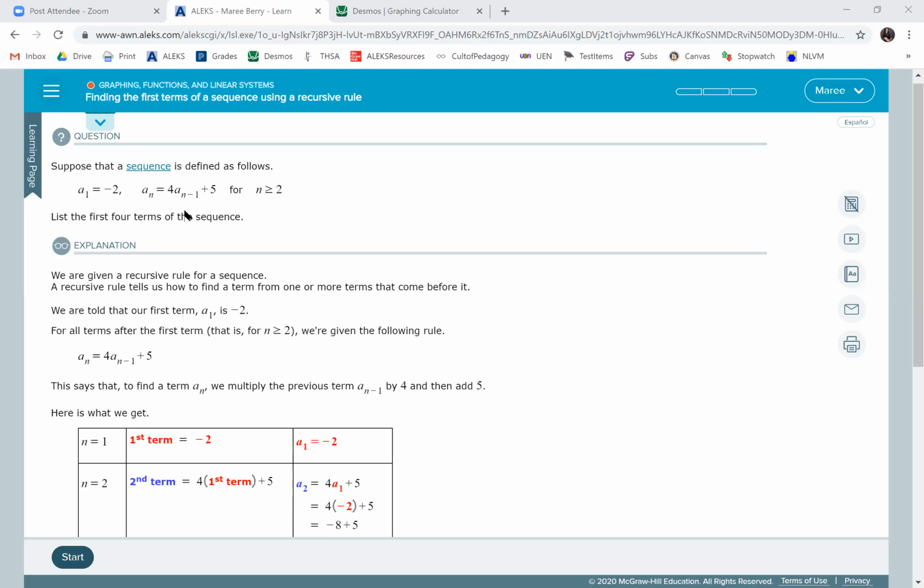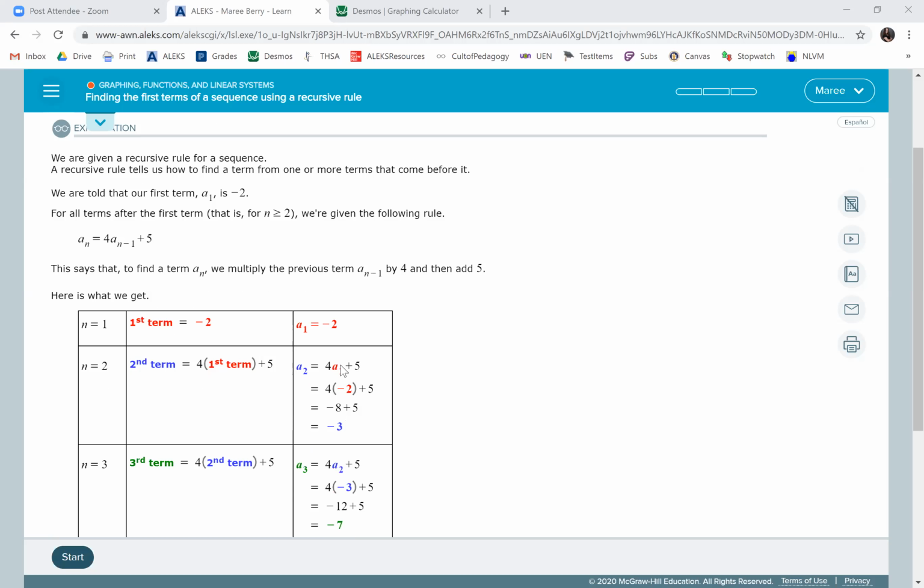Then you take the -3, times it by 4 and add 5. So that's -12 plus 5 is -7. Then you take your -7, times it by 4 and add 5. So that just means every time you want the next term, you're going to times it by 4 and add 5. You'll get your next term. Take that term, times by 4, add 5, you'll get your next term. And keep going, but they only want the first 4 terms.